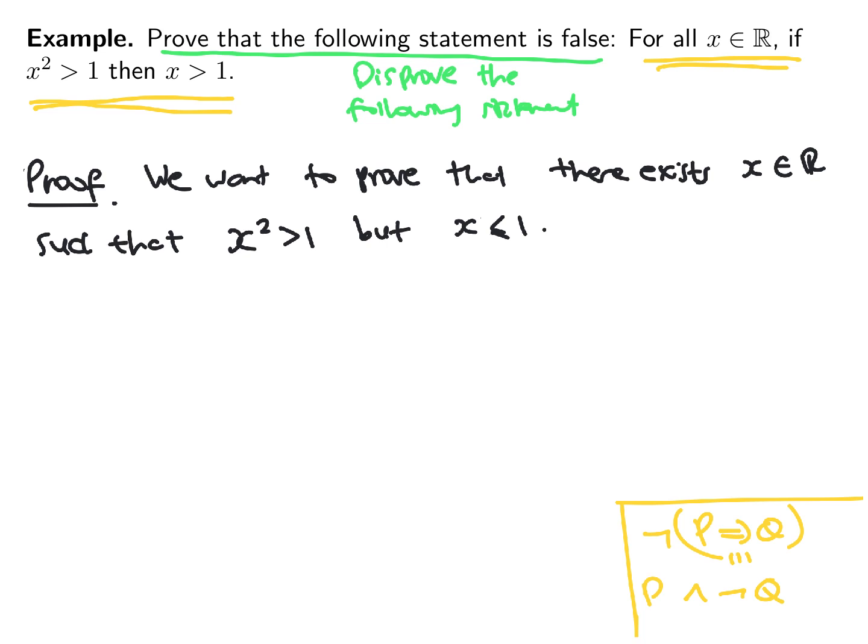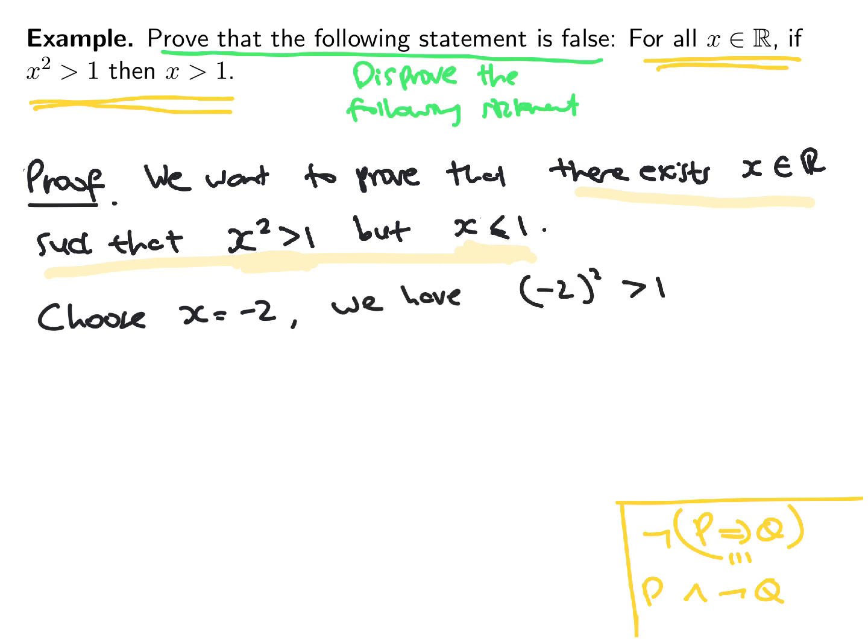So now we need to prove an existential statement, right? We need to find an x, a real number x, whose square is greater than 1, but the number itself is less than or equal to 1. Okay, there are many choices. Pick your favorite. I'm going to choose x to be negative 2, right? We have that negative 2 squared, which is equal to 4, is greater than 1. But x, which is negative 2, is less than or equal to 1. Okay, and we're done with the proof.